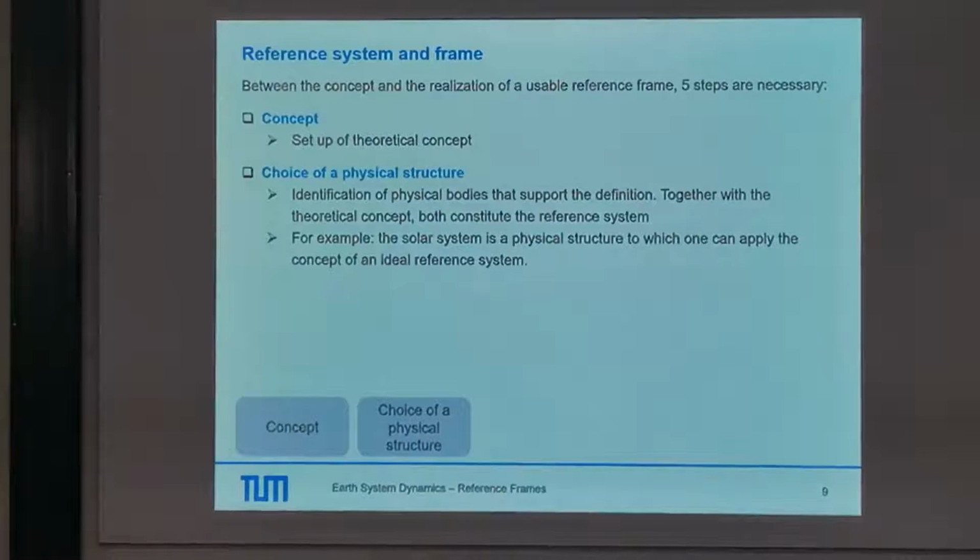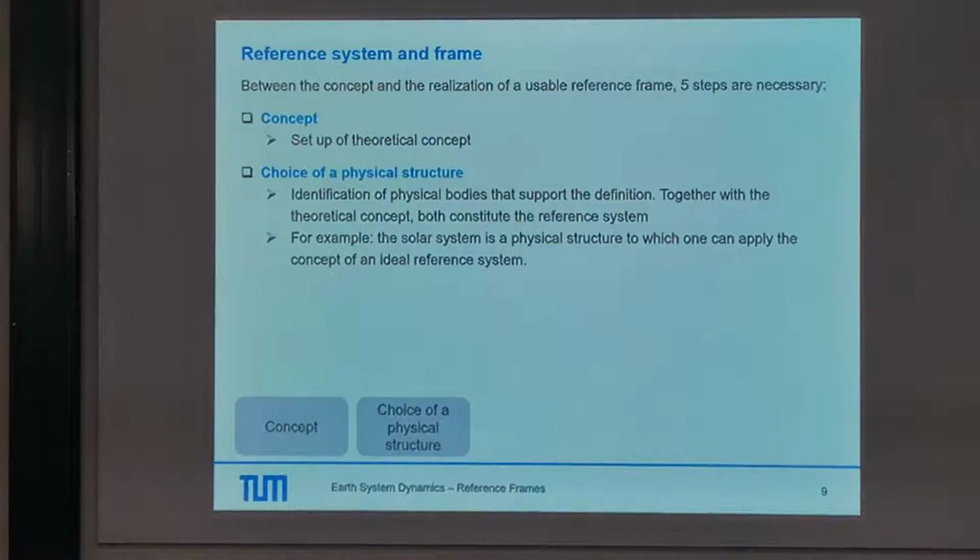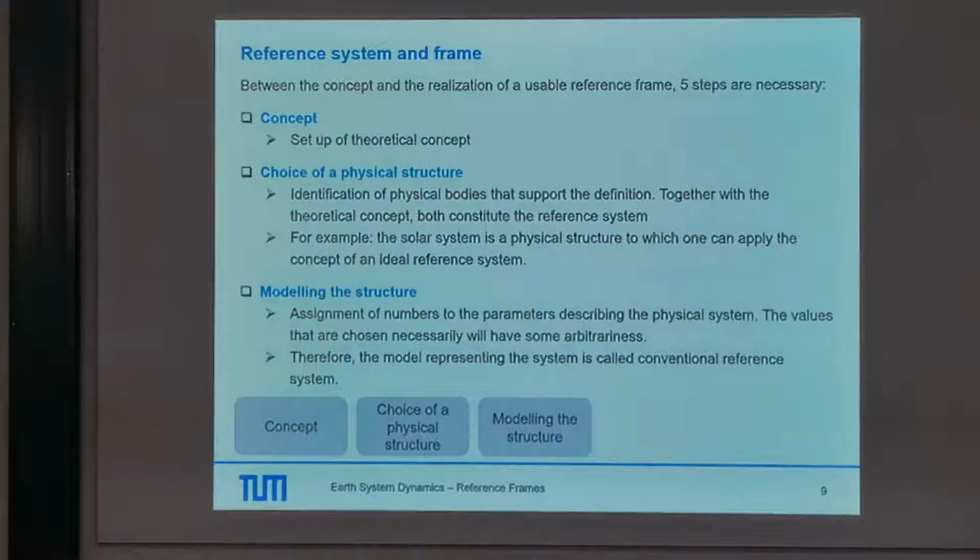The physical structure is, for example, that the solar system is the physical structure to which one can apply the concept of this ideal reference. Basically, this means the ICRS is the celestial reference system for the solar system, and within the solar system you have the planets, celestial motions or celestial mechanics, the Keplerian laws and so on, which base this structure on some physical laws. Afterwards, you have to model the structure.